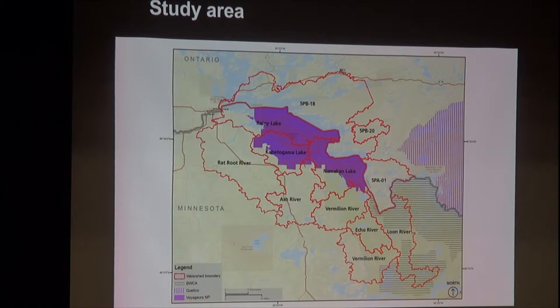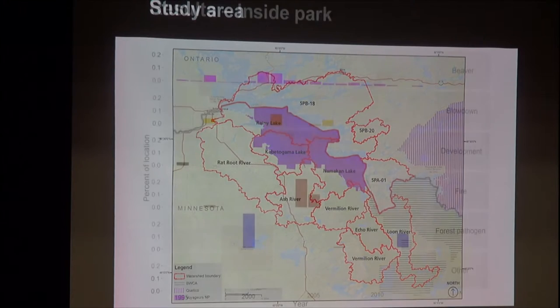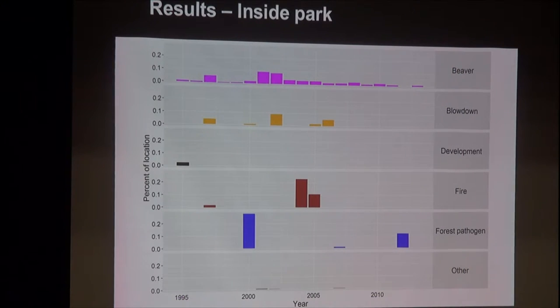So just to bring it back to that study area again, with all the different watersheds and Voyageurs National Park there. So these are the results from 1995 until 2013. Remember I said that Landsat went back to 1985, but for this study we only validated polygons back to 1995 due to time restrictions and the lack of very good imagery before 1995 as well. So these results would be from 1995 to 2013.